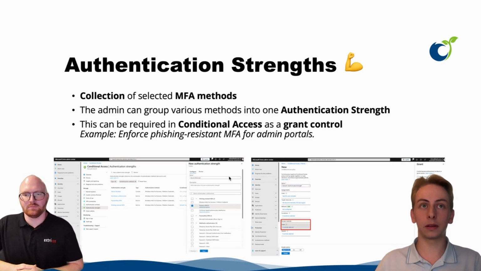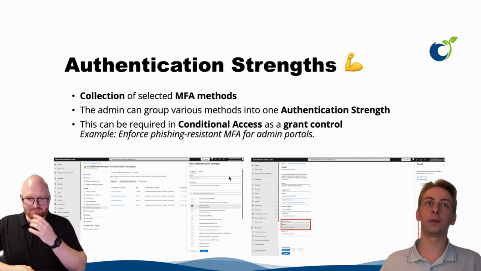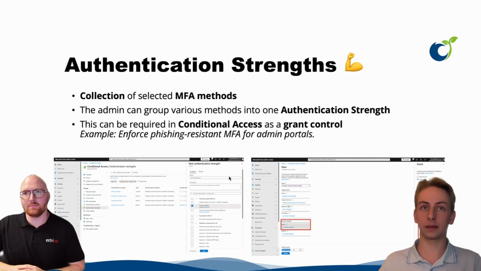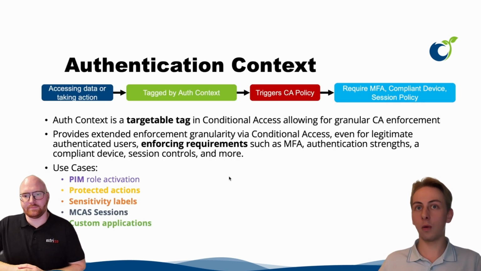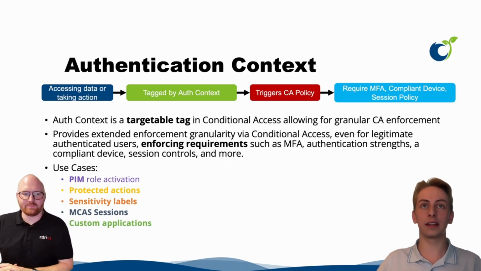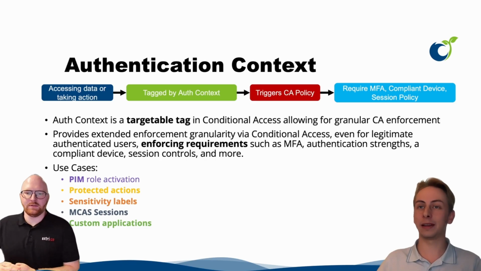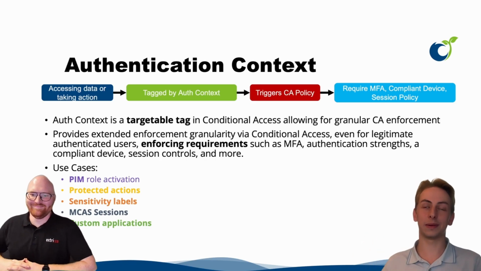For example, we brought that for you. I think phishing-resistant MFA is really mandatory for all administrators nowadays and can be enforced right through authentication strengths. Now, often confused with those authentication strengths are authentication contexts. But to explain the difference here, I really want to give it to Sebastian again.